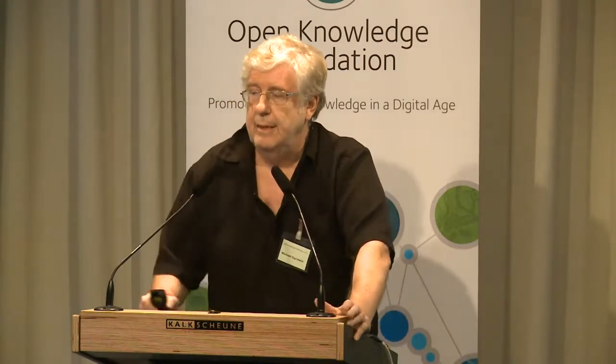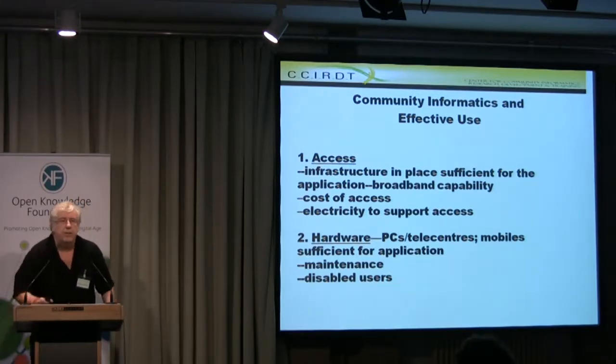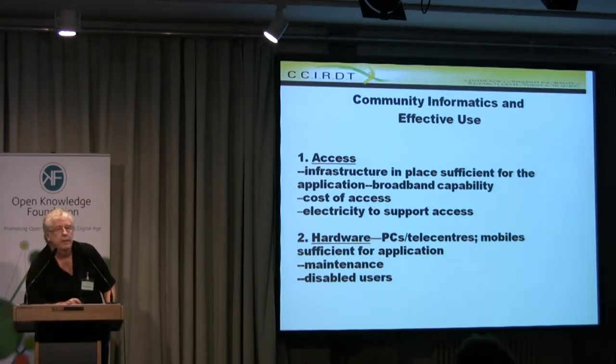So access. Is there an infrastructure in place sufficient for the application? Broadband availability. In my country, Canada, I think it's now about 70% of the population that has access to broadband. 30% crucially don't. And those 30% are probably those who could make most effective use of some of the open government data that is becoming available, right? But those people don't have broadband access.